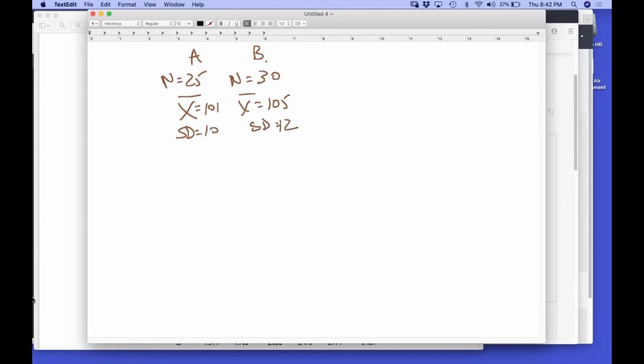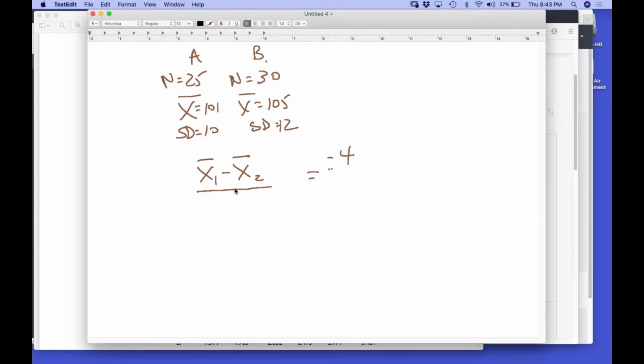Okay, so now what do I do? Well, what I can say to myself is, gee, if I look at the difference between X bar 1 and X bar 2, what is the difference? It's 101 minus 105. The difference is, say, 4. In this case, negative 4. The sign doesn't matter. The difference is 4. It's nice that the difference is 4, but that doesn't tell me anything. What really tells me something is how many standard errors apart are they? Are they one standard error apart, in terms of samples, or 2 or 3?